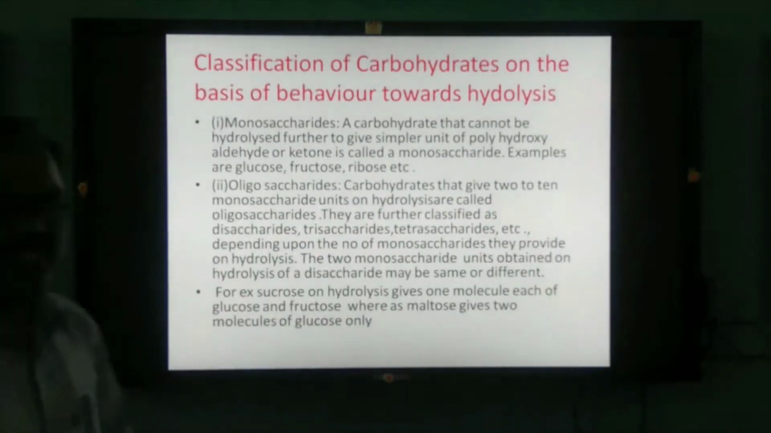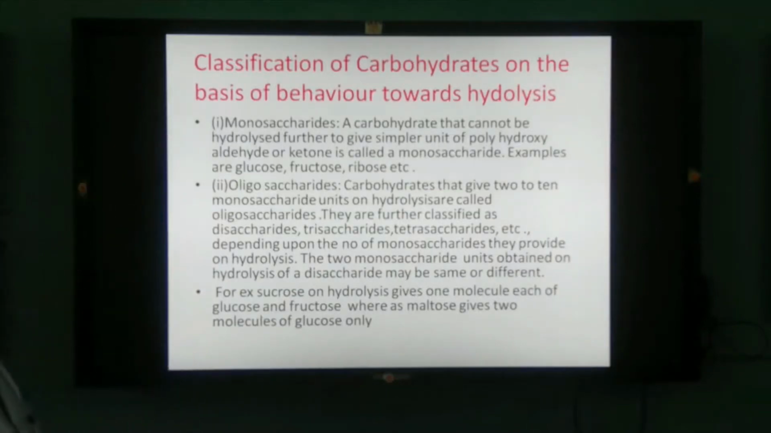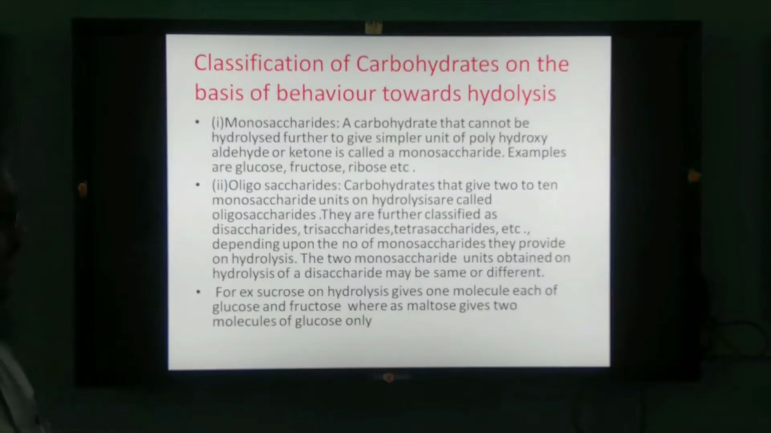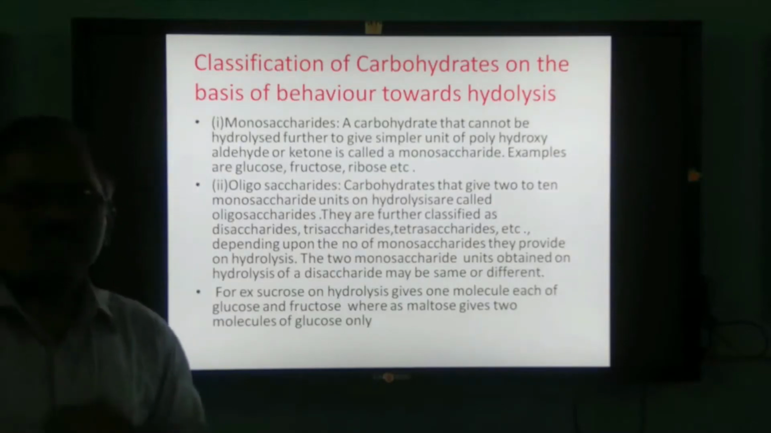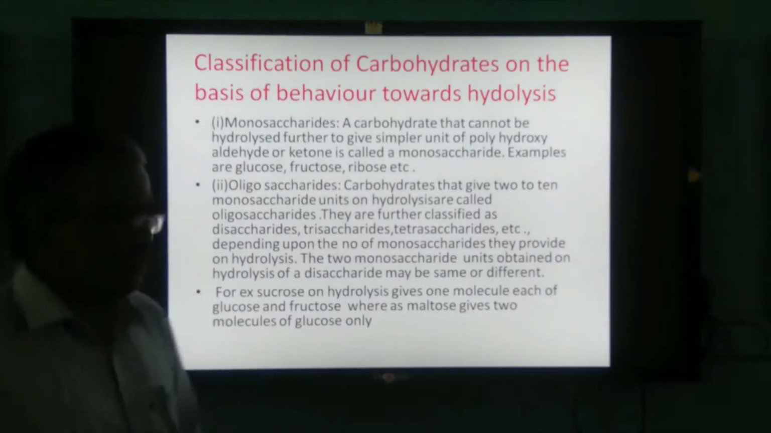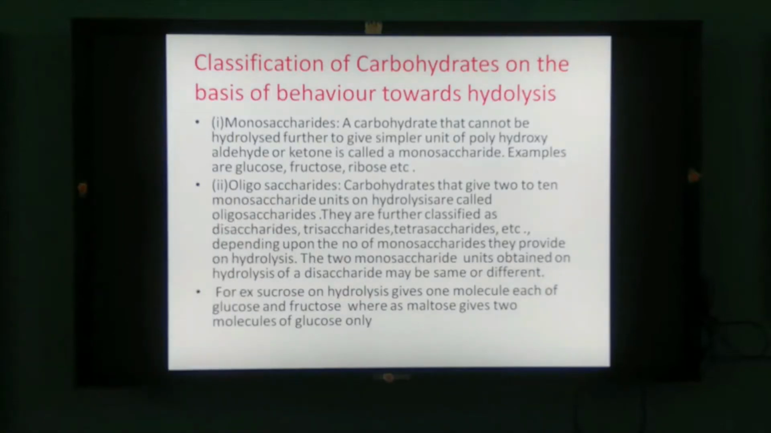Now we will go to the classification of carbohydrates based on their behavior towards hydrolysis. The first one is the monosaccharide. What is a monosaccharide? A carbohydrate that cannot be hydrolyzed further to give simpler units of a polyhydroxy aldehyde or ketone is called a monosaccharide. For example, glucose and fructose. On hydrolysis we cannot get still simpler units. So that is a monosaccharide. For example, glucose, fructose and ribose.